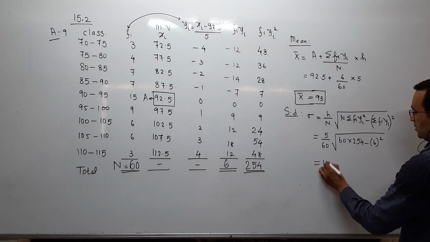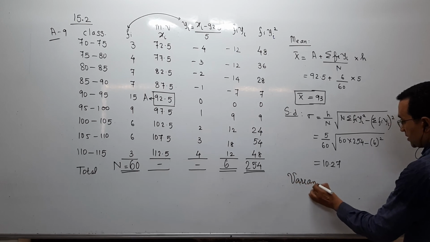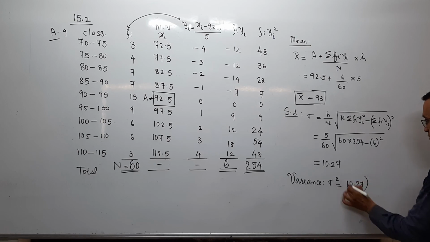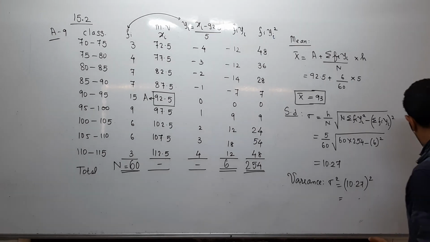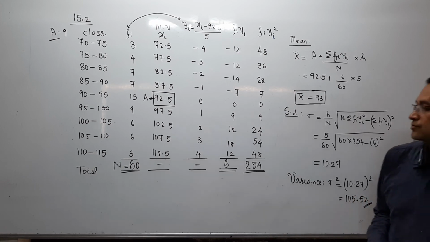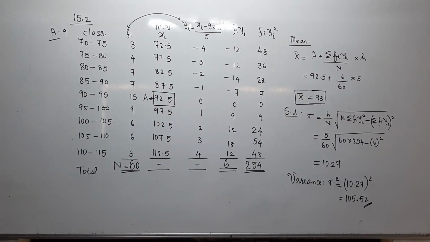Okay. And variance is square of standard deviation, 10.27 square. What do we get as the answer? The answer is 105.52. So this was a bit lengthy in calculations.